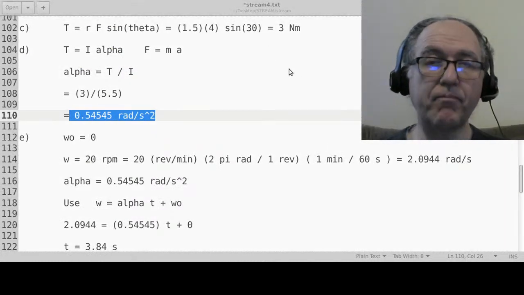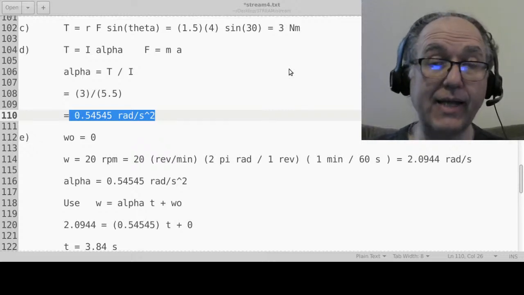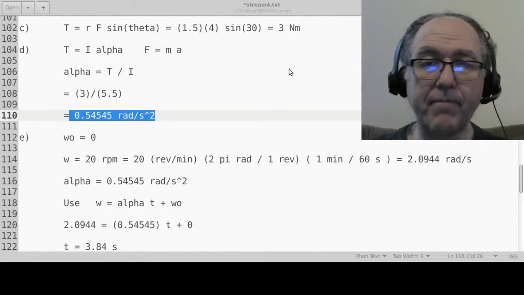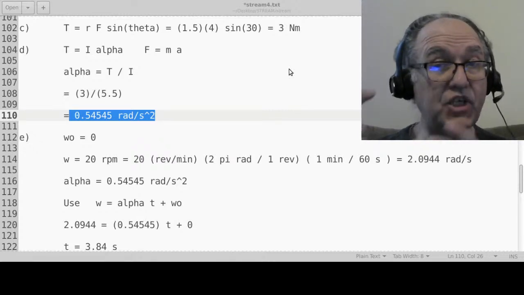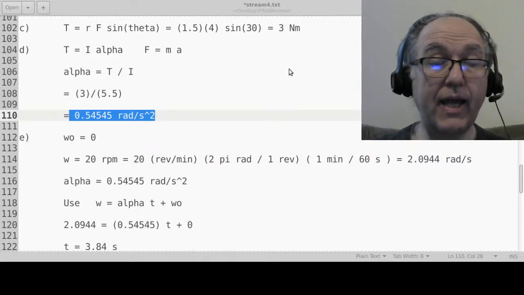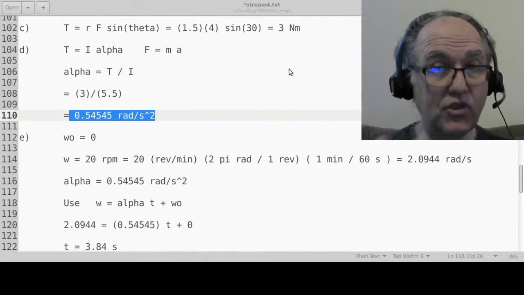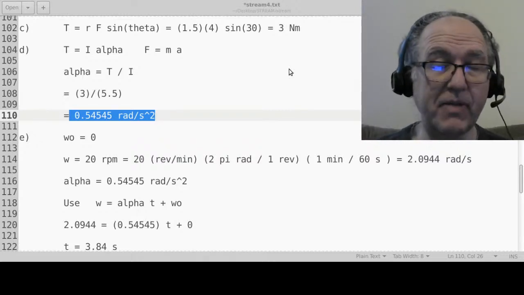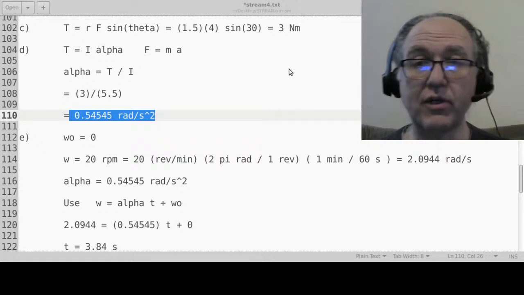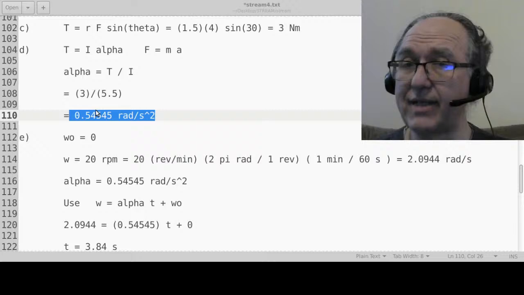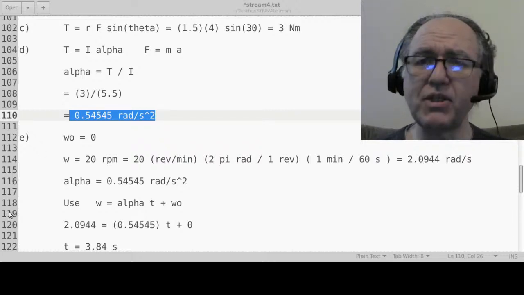Now this is a little easier than what I did in class, because in class I actually had 2 forces, and when you have 2 forces, you can get 2 torques, and then you have to worry about adding them together, and whether the torques are clockwise or counterclockwise. This is the answer because we only had 1 force here, but let me just show you how that would work.